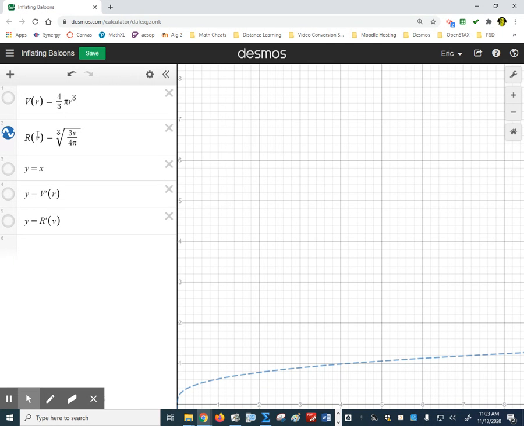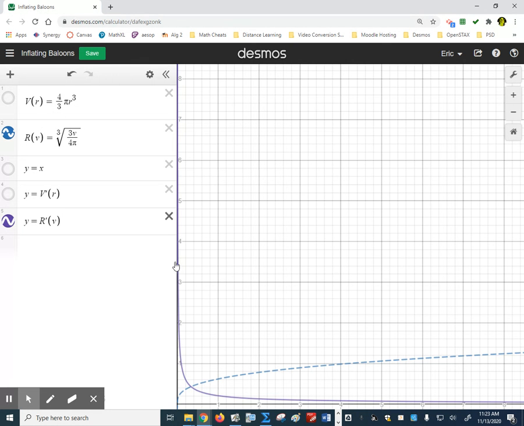If I take that derivative, if I take r prime of v, which is what we just talked about a second ago, look at that. Look what's happening here. It starts off being really big, right? Starts off being really big. The rate of change of radius with respect to volume is huge, which means that when you put those first breaths in, you're seeing a really rapid increase in radius.